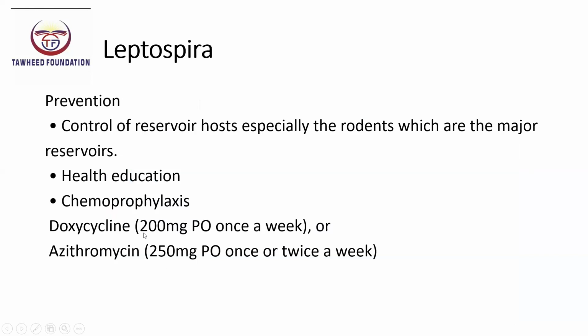Prevention focuses on rodent control, health education, and chemoprophylaxis in high risk areas. Weekly doses of doxycycline or azithromycin may be used in exposed populations, such as food relief workers and flood relief workers. Avoiding contaminated water sources and wearing protective gear are also important preventive strategies.